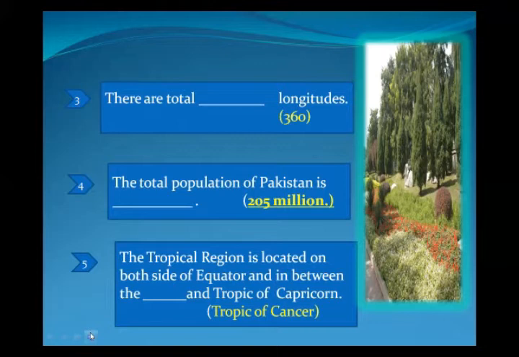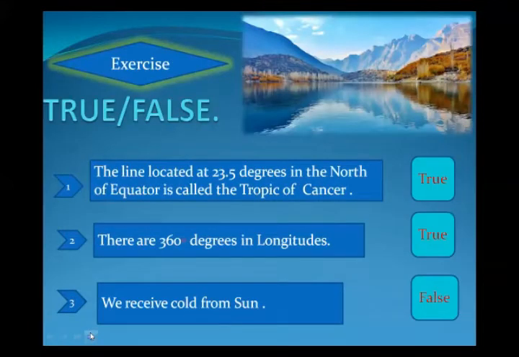Statement number 5 is, the tropical region is located on both sides of equator and in between the dash and the Tropic of Capricorn. And the answer is Tropic of Cancer. The next question from the exercise is based on true or false. Students, look at these statements very carefully and identify the statement is either true or false.